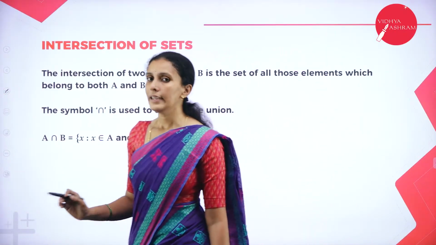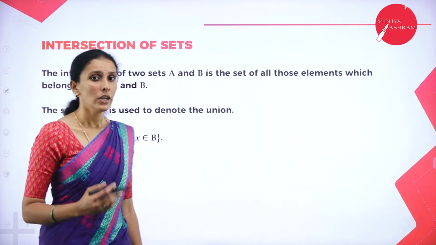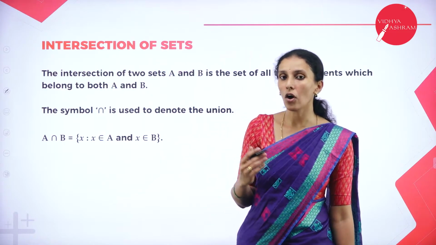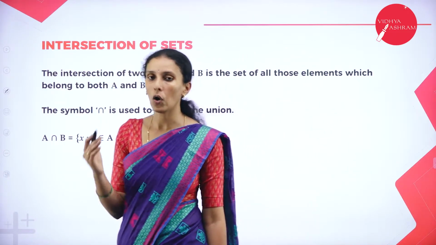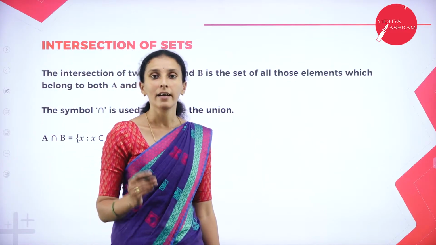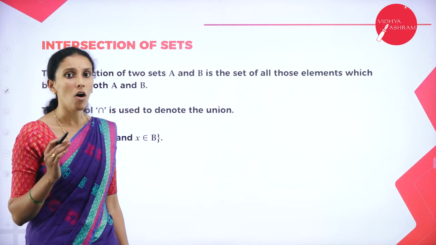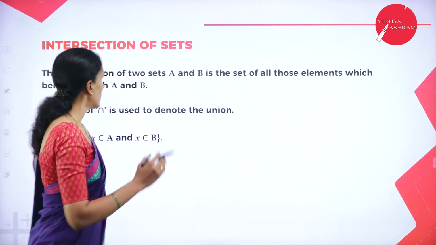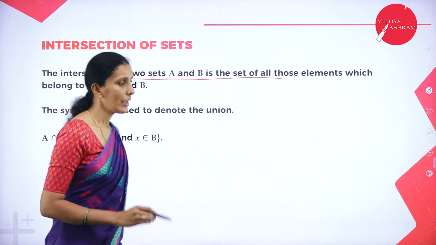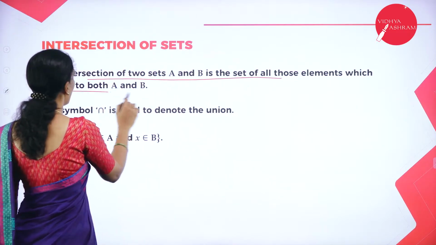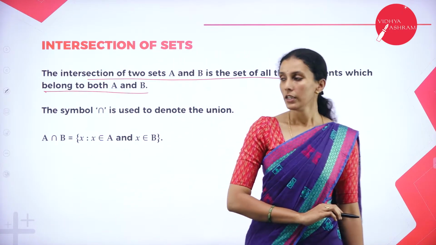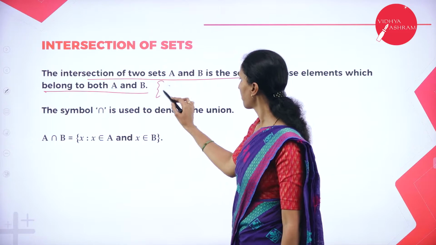Next, intersection of sets. As we learned previously, union of sets means listing all the elements from A or B. Intersection of sets means listing only the common elements of A and B. So that is, if two sets A and B are there, then we are taking the elements which belong to both A and B. That is, the common elements.